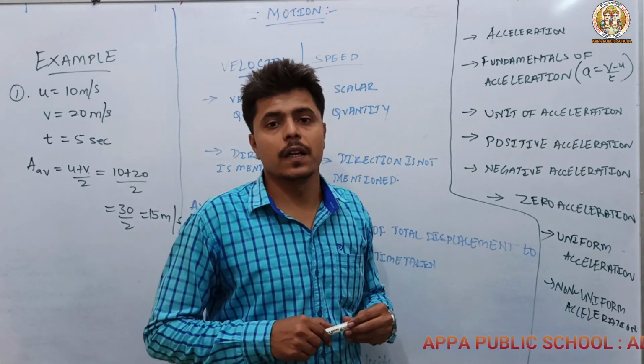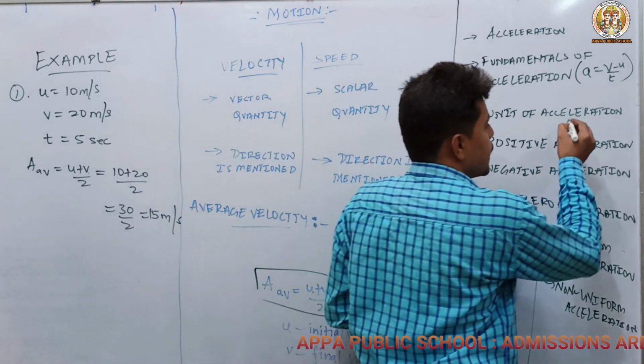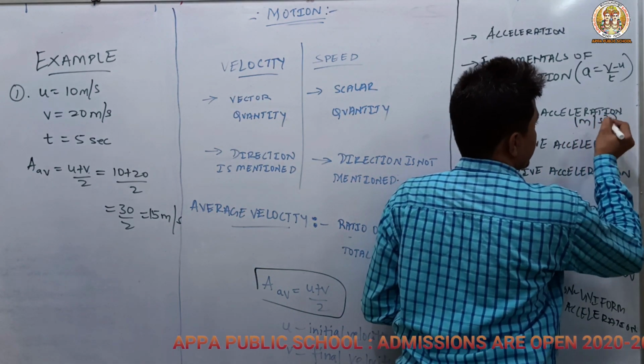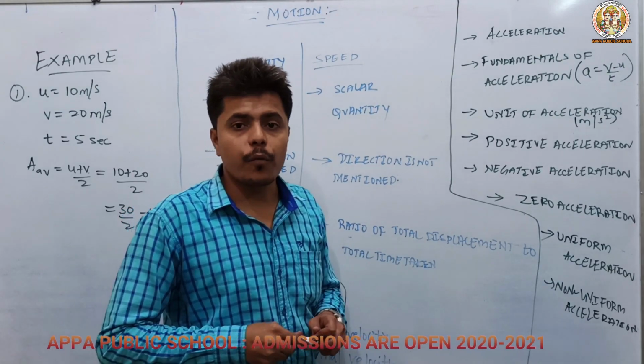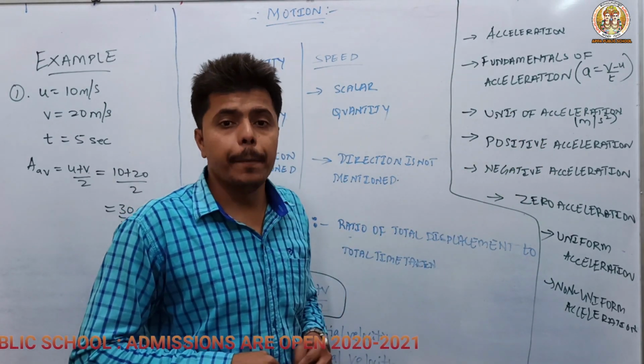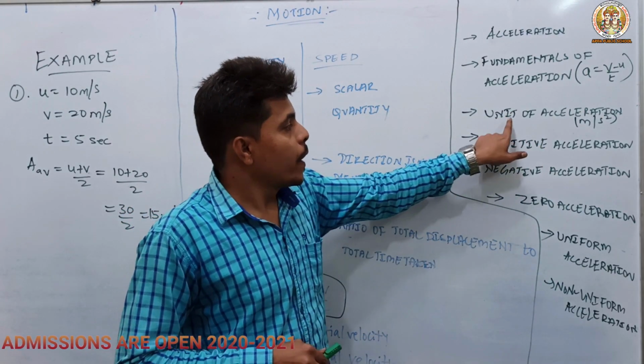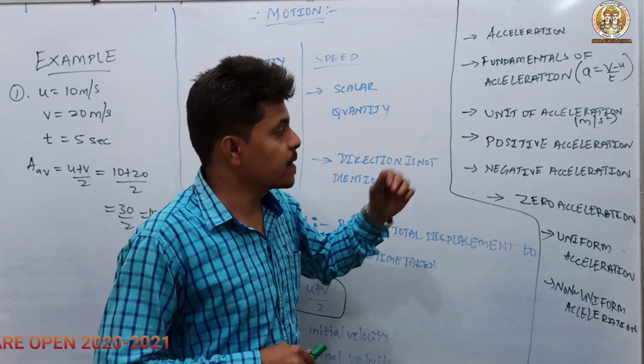Units of acceleration. The unit of acceleration is meter per second square. So the SI unit of acceleration is meter per second square.